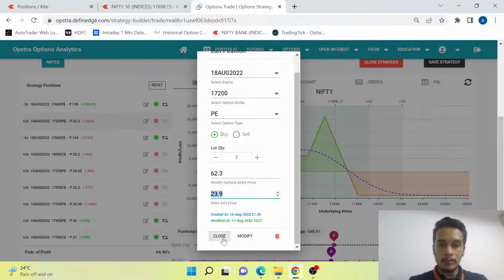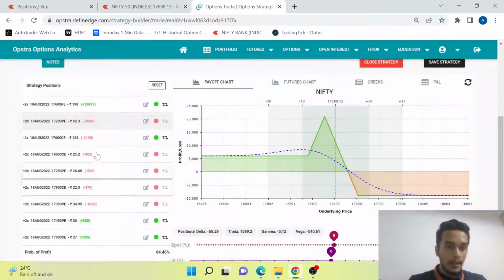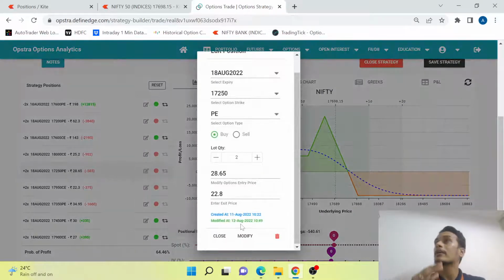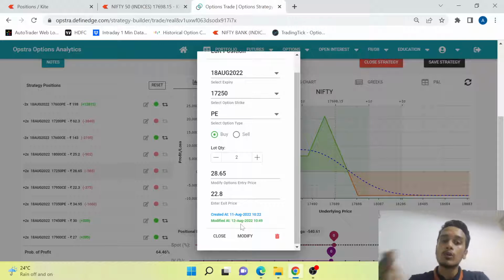And I bought 17,250. If we see, I booked 17,200 for 24, and bought 250 for 28 rupees. So I paid just 4 or 5 more rupees, and I covered myself for another 50 points, which is a good risk reward. I'm covering myself for 50 points by paying just 5 more points, a 10% premium.